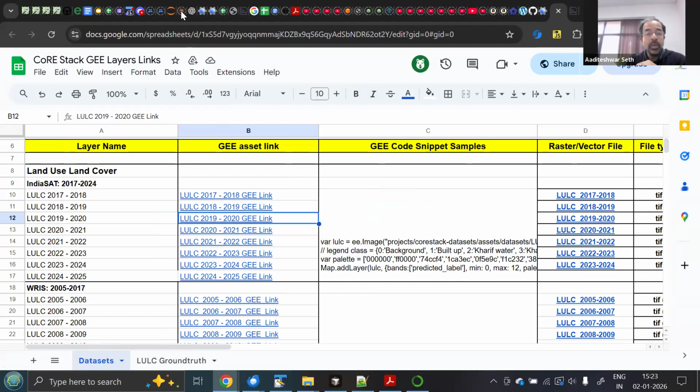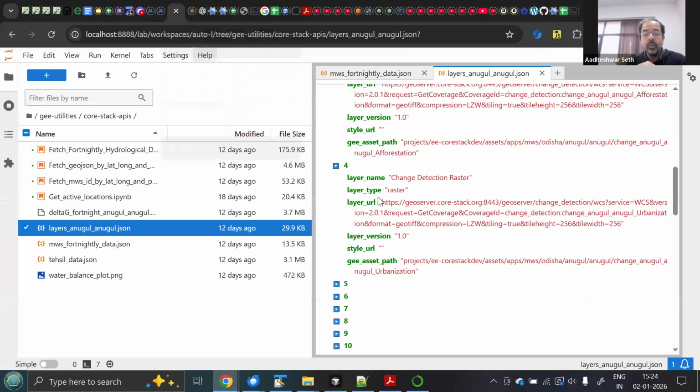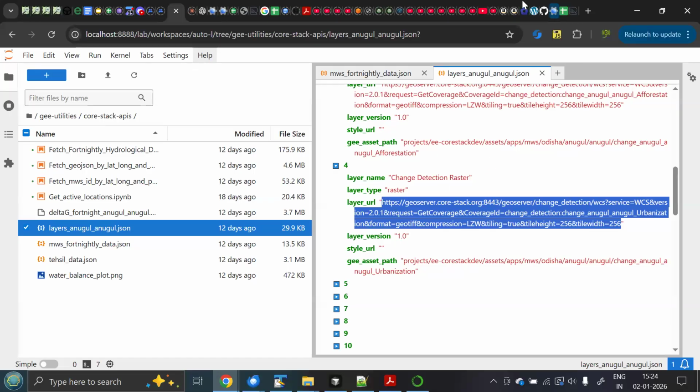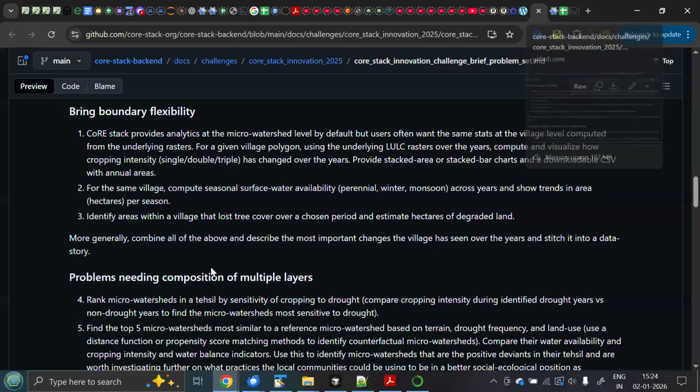Or if you're doing it locally, then use the layers, the raster paths that have been returned in these APIs, because these are small rasters. They are basically the same pan India raster, which is like 7 GB, but clipped to a tehsil. So it's just a couple of MBs over here. Great.